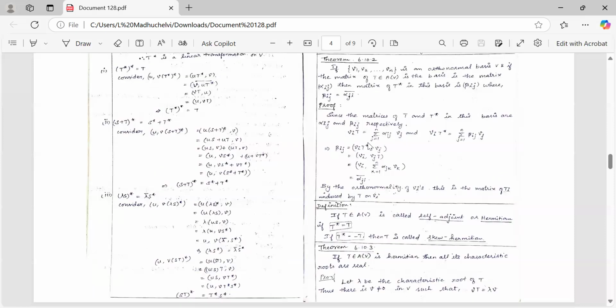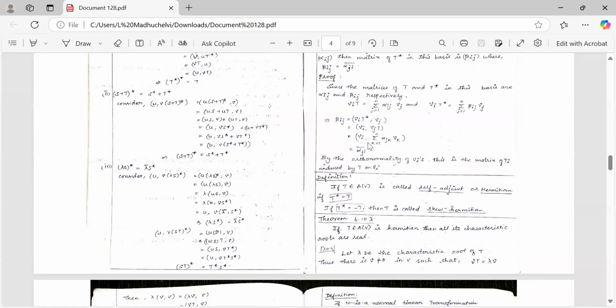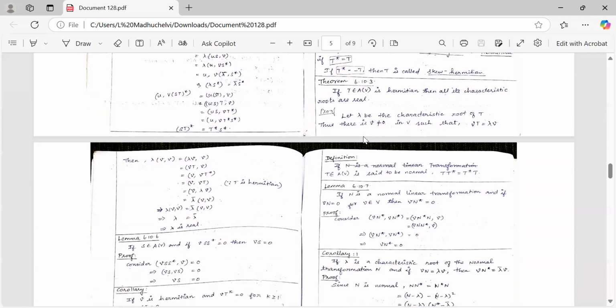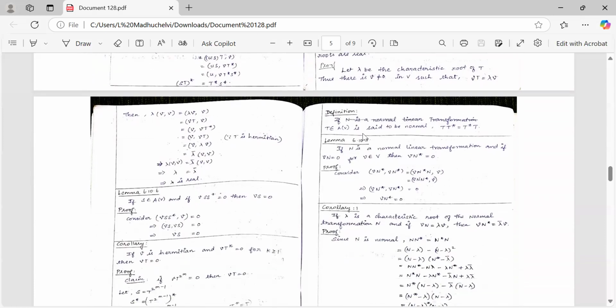Now let us see the Hermitian linear transformation definition. T belongs to A(E) is said to be Hermitian if T star equal to T. Like that, if T star equal to minus T, then T is called skew Hermitian. Next, let us see the definition of normal linear transformation. T belongs to A(E) is said to be normal if T T star equal to T star T. That is the definition of normal linear transformation.